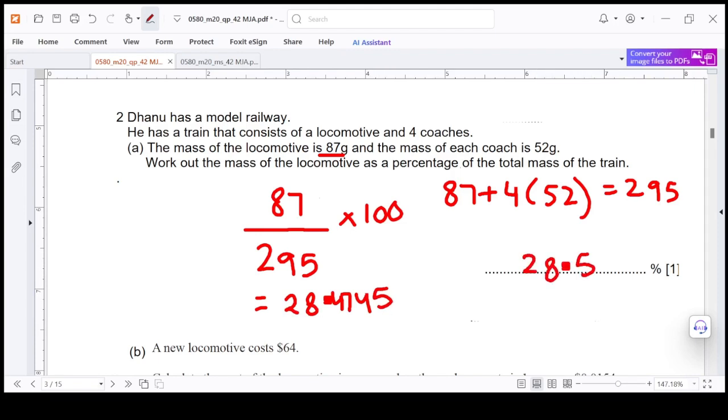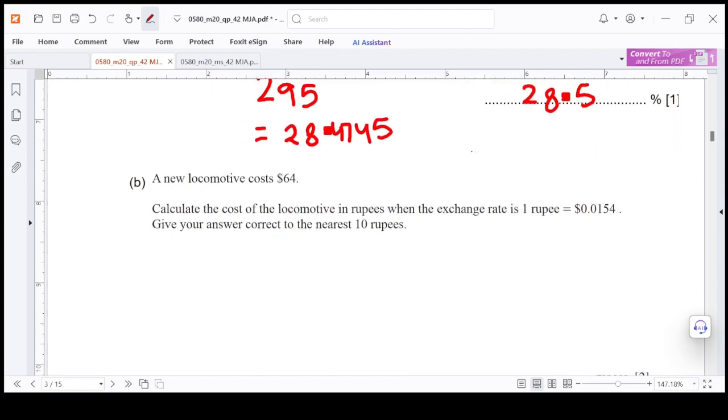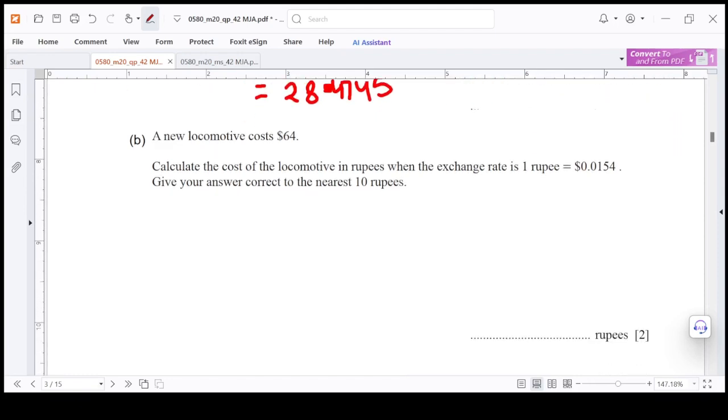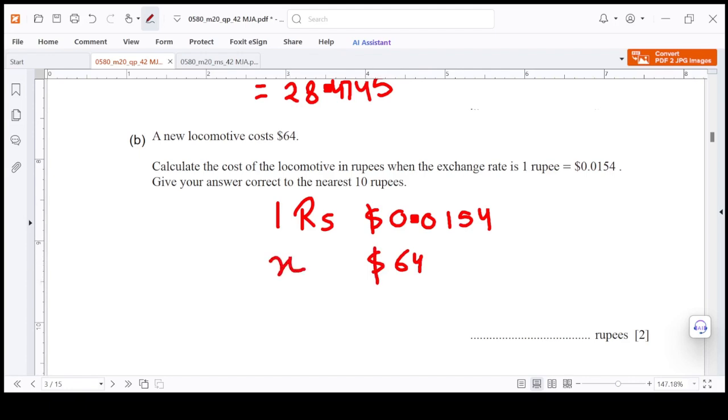So 28.5. Okay, moving on. A new locomotive costs $64. Calculate the cost of the locomotive in rupees when the exchange rate is 1 rupee is $0.0154. So $64 should equal X rupees. And we have to find the rupees correct to the nearest 10 rupees.